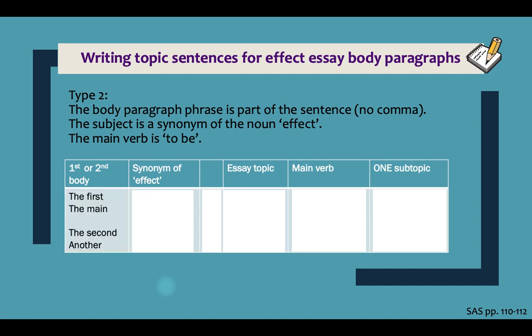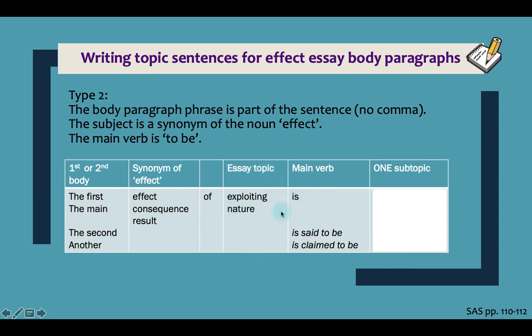The first, the main, and then for the second body, you might use the second or another. Effect, consequence, result. Do you know the next word? Of. And then we have the essay topic, exploiting nature. You could write this in several different ways. Gerund phrase, noun phrase. Is, and your subtopic, animal extinction.